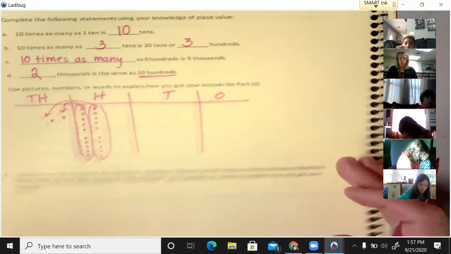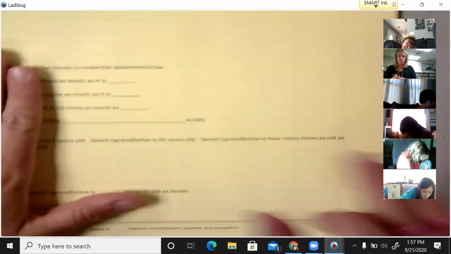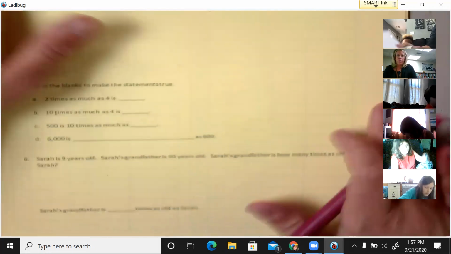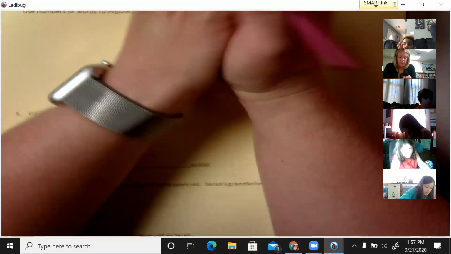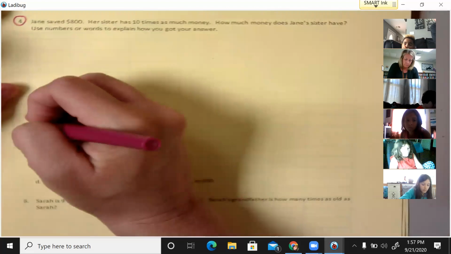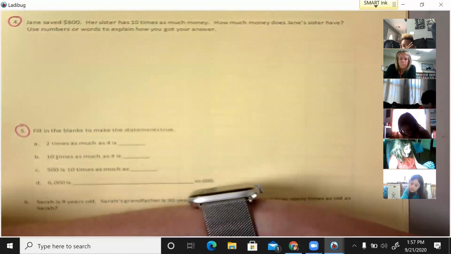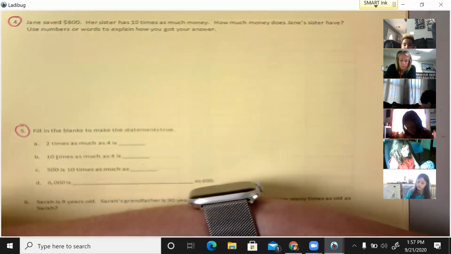Okay, so then the last 2 problem sets for you guys to do, I'm going to let you try these 2 on your own because we're at almost an hour, and we really didn't have any time to do anything independently. So I want you to look at number 4, circle number 4 and number 5. Those are the 2 that I would like you to try on your own. And if you need any help, I'll still be here to help you.